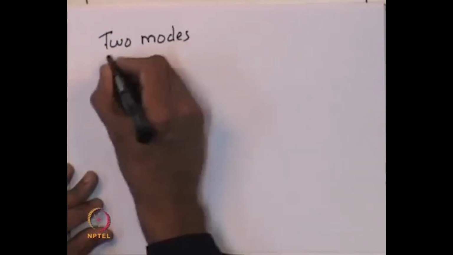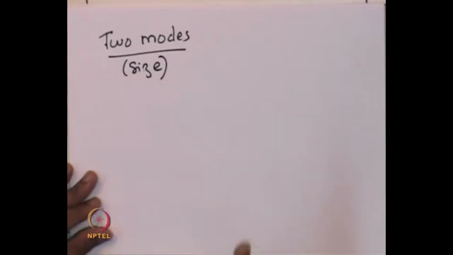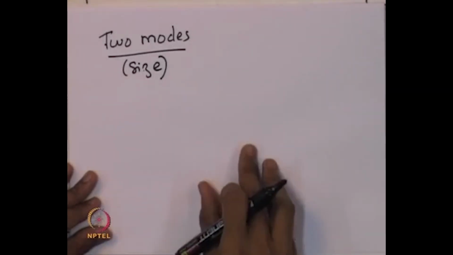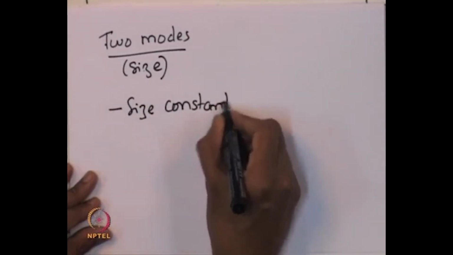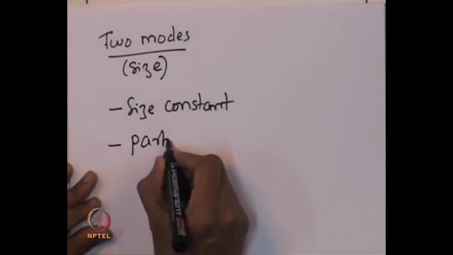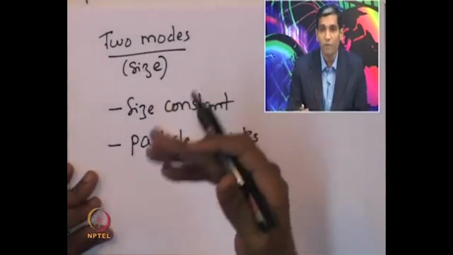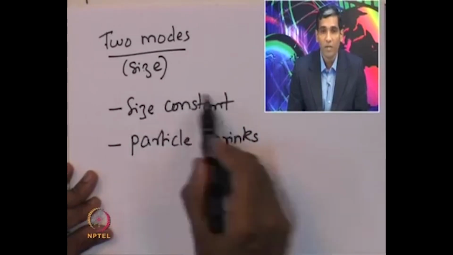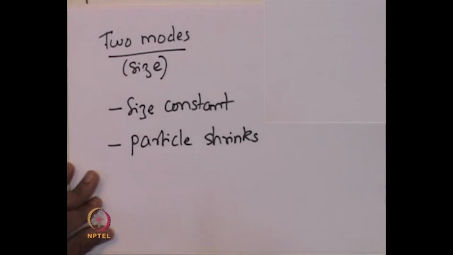I call them 2 modes. There are 2 modes that are possible, and this classification is based on the size of the solid core which is actually participating in the heterogeneous reaction. One mode is where the size of the solid core remains constant; in the other, the particle shrinks, that is, there is a change in the size of the solid particle. Here it is assumed that the density of the solid reactant and product are not very different. It should be noted that if the densities are different, then the particle can also expand.